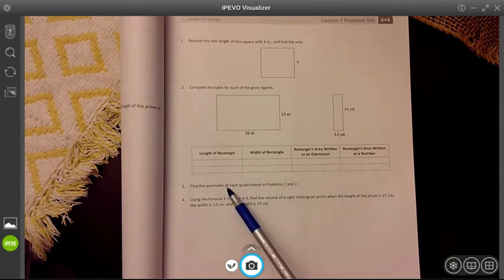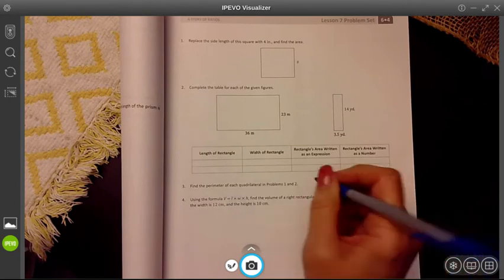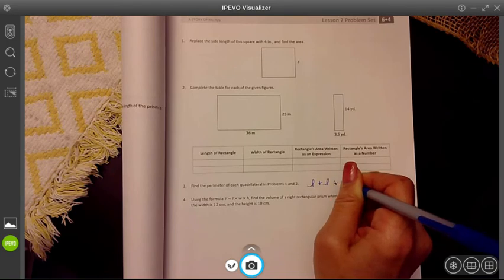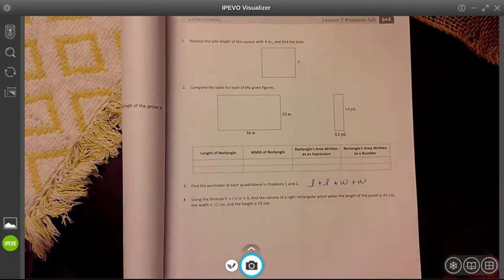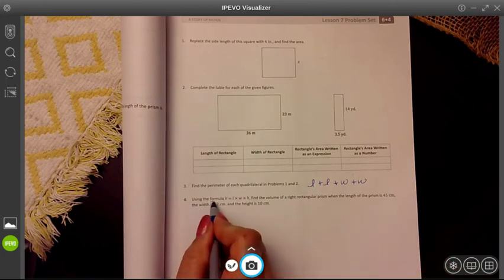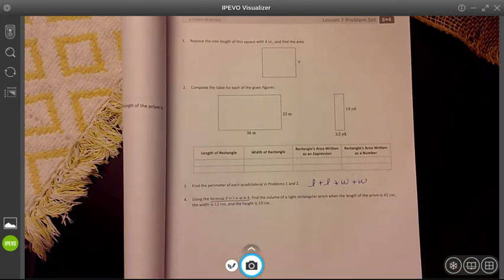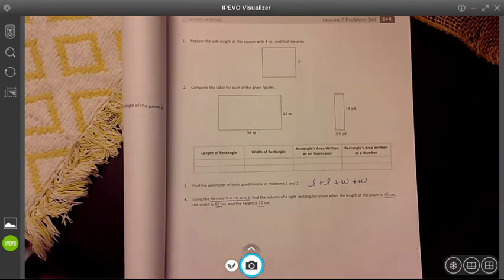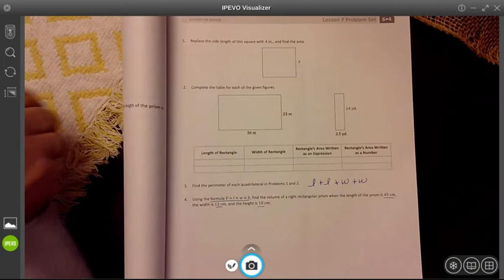Remember, for the perimeter, you are adding up the sides. You are doing length plus width plus width. You're adding the sides. And then use this formula for volume. Replace the letters with the numbers, multiply, and get the volume. Remember, the volume is how much is inside a whole container. So do these 4 problems and turn it in on Teams.